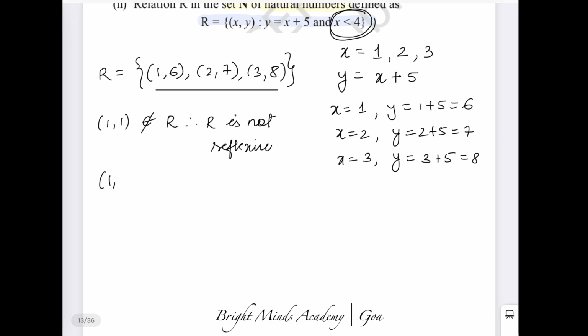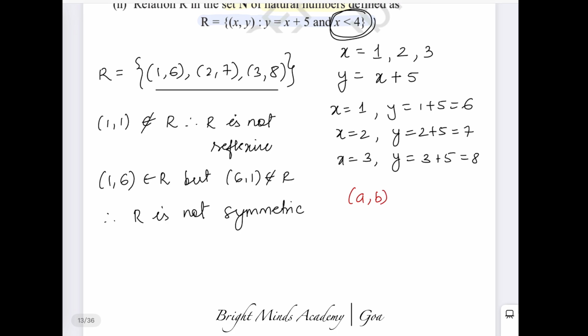Next we have 1 comma 6 belongs to R, but 6 comma 1 does not belong to R, therefore R is not symmetric. Now the next thing is very important. In order to prove or disprove transitivity, what is important is there has to be an element a comma b belonging to R, and there has to be an element b comma c belonging to R.